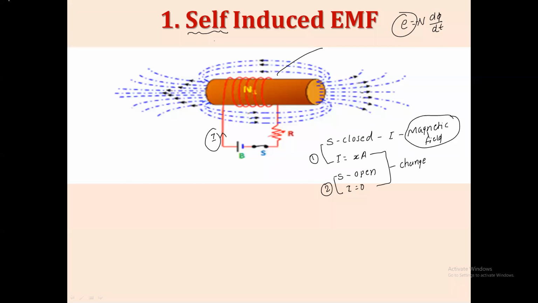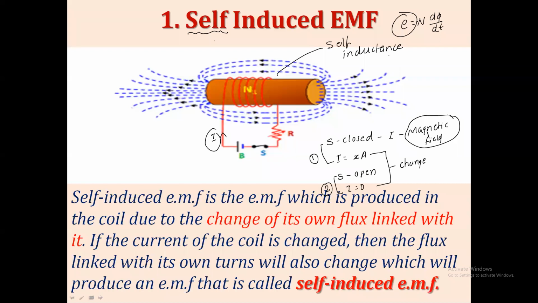It's called self-inductance. Get my point? So all of you please try to read it. Self-induced EMF is the EMF which is produced in the coil due to the change in its own flux linked with it. If the current of the coil is changed, then the flux linked with its own turns will also change, which will produce an EMF that is called self-induced EMF. This is the basic theory behind self-induced EMF.